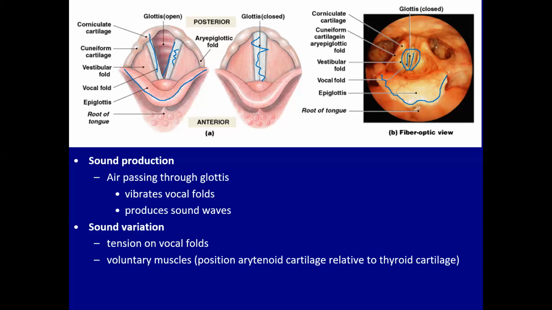Now we can vary the sound by making more tension or positioning cartilages in different places, where we move our thyroid cartilage versus our arytenoid cartilage. If any of you are voice majors, you know what we're talking about when we say the positioning of the cartilages.